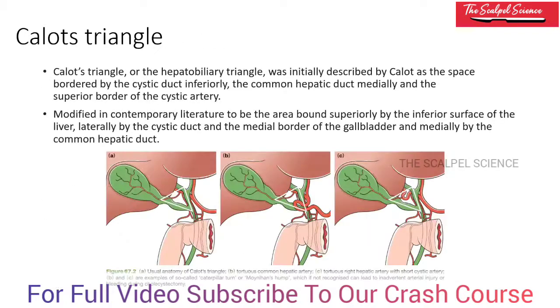Now, Calot's triangle or hepatobiliary triangle: the initial description by Calot was the space bounded by the cystic duct inferiorly, common hepatic duct medially, and the superior border of the cystic artery. But now, what we call it is the area bound superiorly by the inferior surface of the liver, laterally by the cystic duct and medial border of the gallbladder, and medially by the common hepatic duct, and it contains the cystic artery and the cystic lymph node.